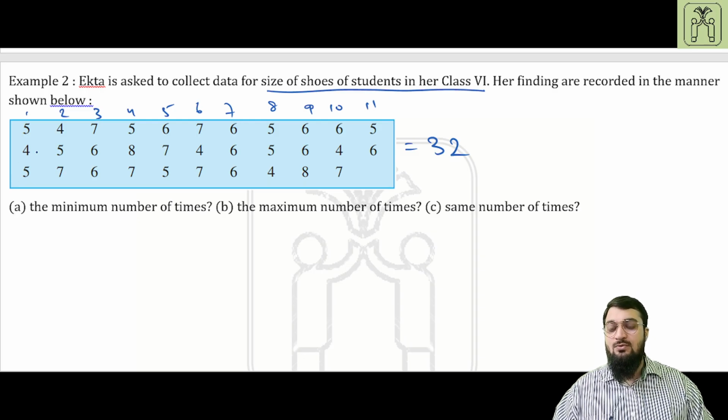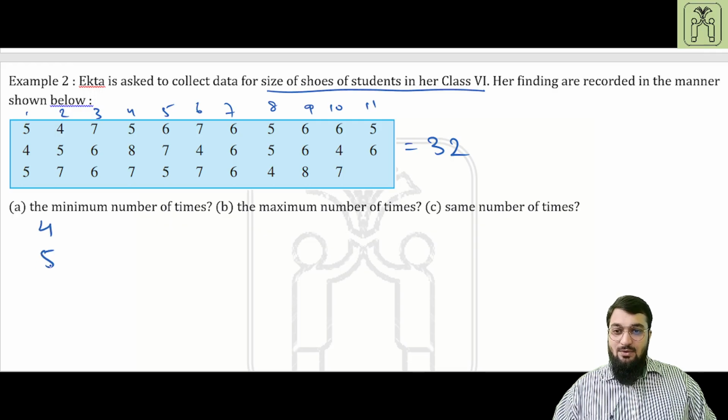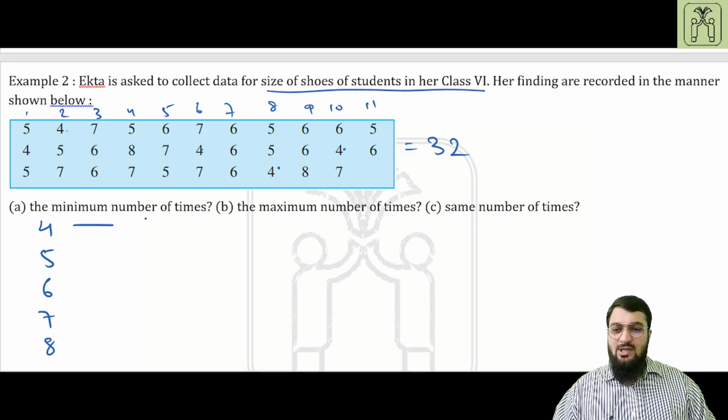So what we'll do first, we will analyze the raw data, that is the sizes of shoes that are present in the collected data are 4, 5, 6, 7 and 8, and then we will start counting the number of times 4 has occurred in this table. So it has occurred one time, then second time, third time, fourth time, and then fifth time. So this has occurred a total number of 5 times.